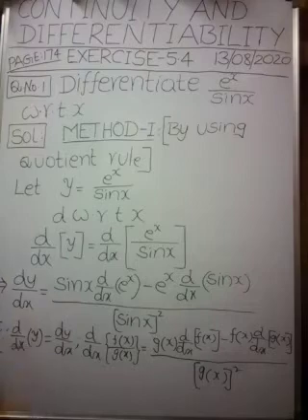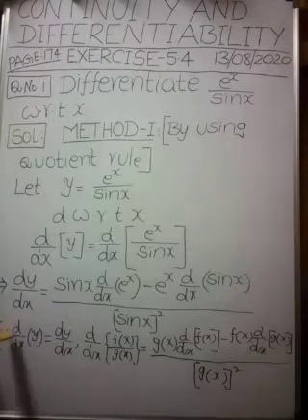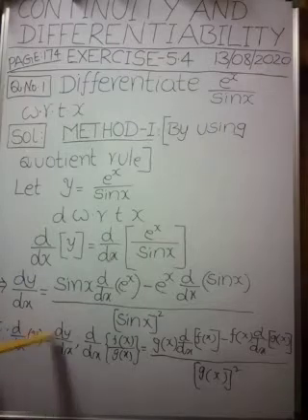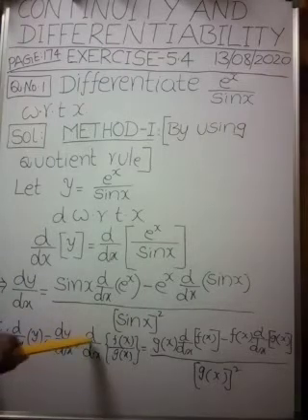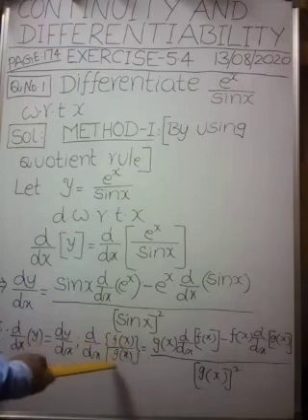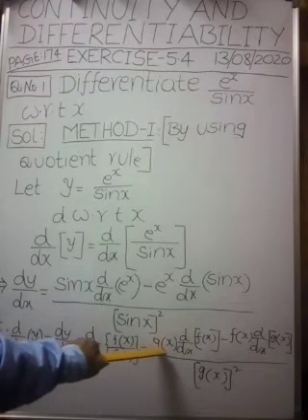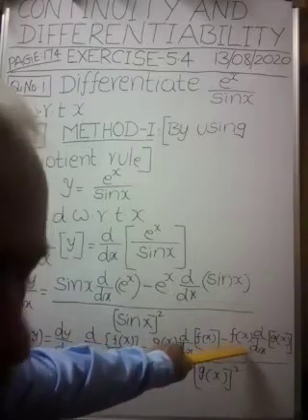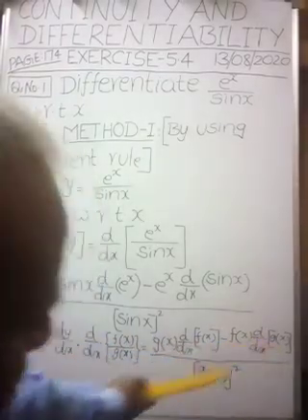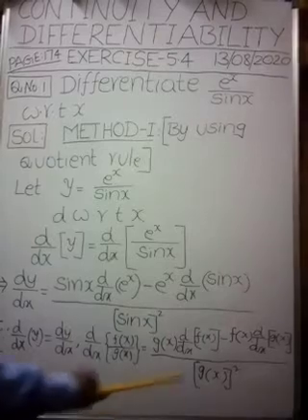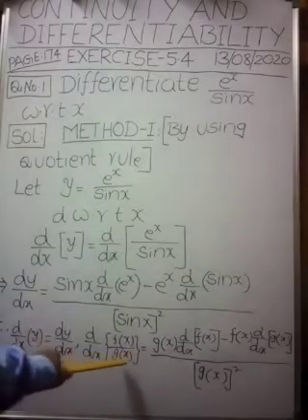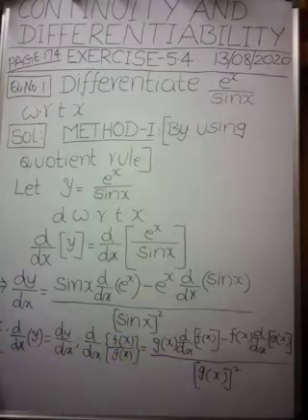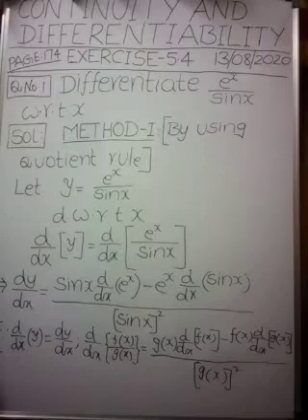Whatever formulas I used, I wrote here clearly, because d by dx of y is equal to dy by dx. d by dx of f of x by g of x is equal to g of x into d by dx of f of x minus f of x into d by dx of g of x, whole divided by g of x whole square. This is called the quotient rule. Remember these formulas well.